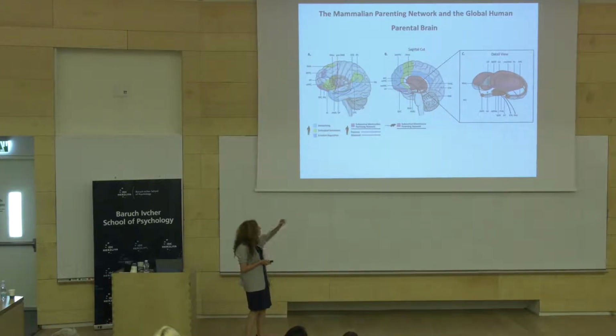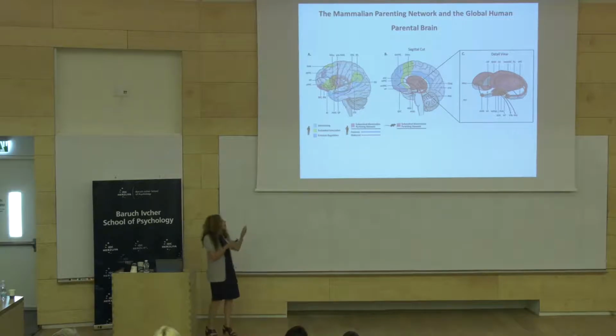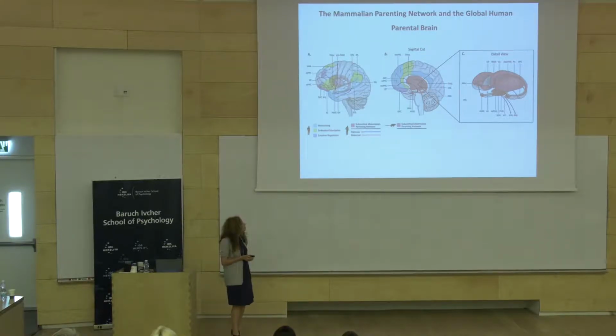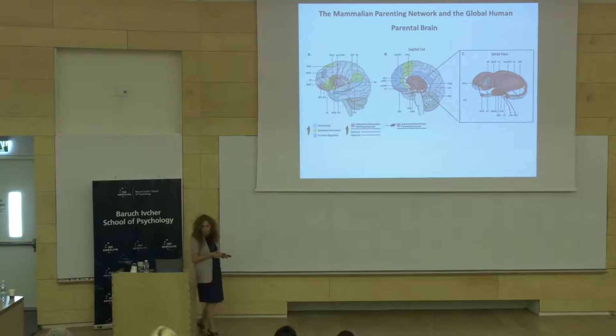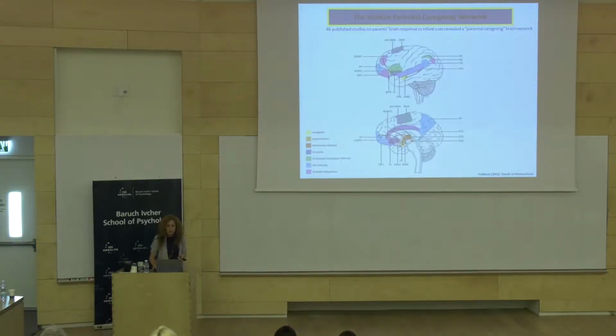So here's what you see in rodents, but in the middle here, you see it embedded within the human brain. What you see in the human brain is that it is critical for parenting, but it is connected via multiple ascending and descending projections to several very important cortical areas that are implicated in human parenting.